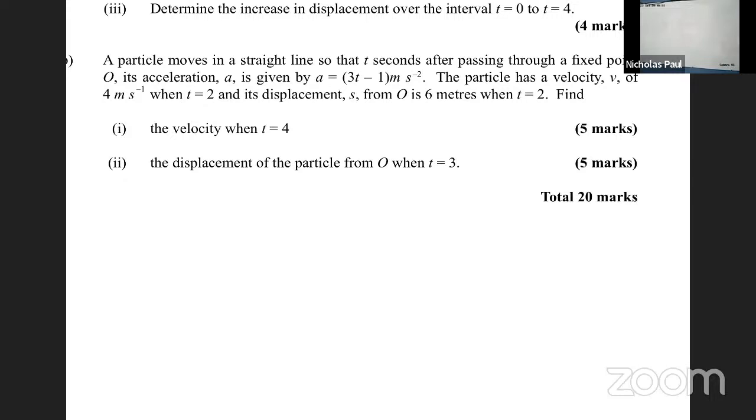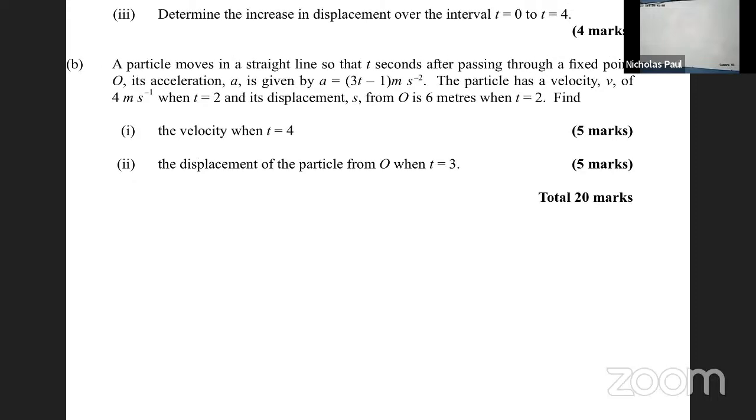When we integrate, Sarah, what do we get? What is normally there when you integrate? Plus c. So you have to use the information given to get rid of the plus c. They gave you all the information here. When t is 0, v is 4. When t is 2, a is 6. Let's see if we can get 10 marks there.